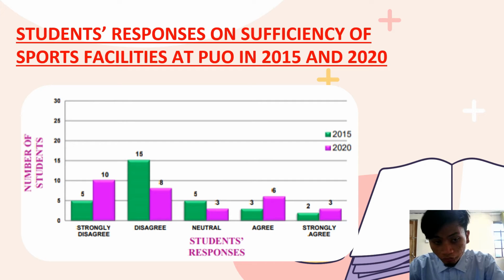And after that we have to make sure of the label. We can look at the x-axis and y-axis. The x-axis is for student response and the y-axis is number of students. Okay, we're gonna move to the next.